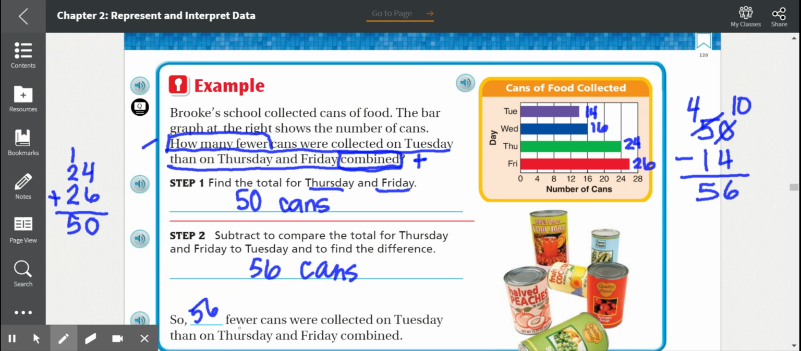Oh, I made a mistake. Sorry, not 56, 36. I hope you guys caught that. 4 minus 1 is 3. Duh, Miss Canzanetti. So 36 fewer cans were collected on Tuesday than on Thursday and Friday combined.